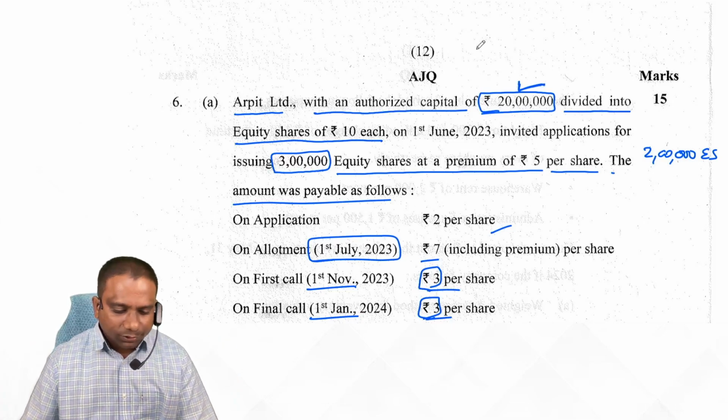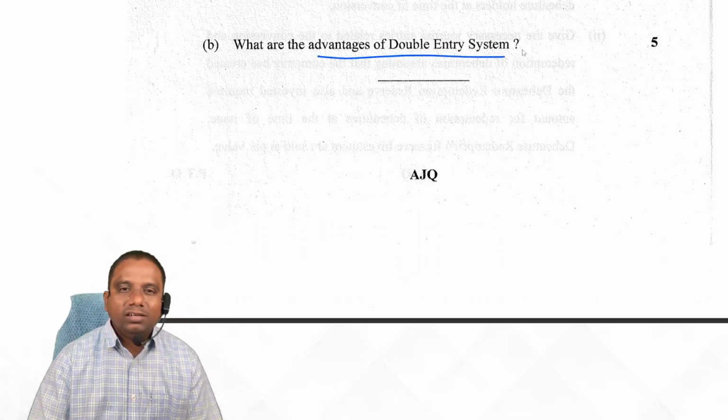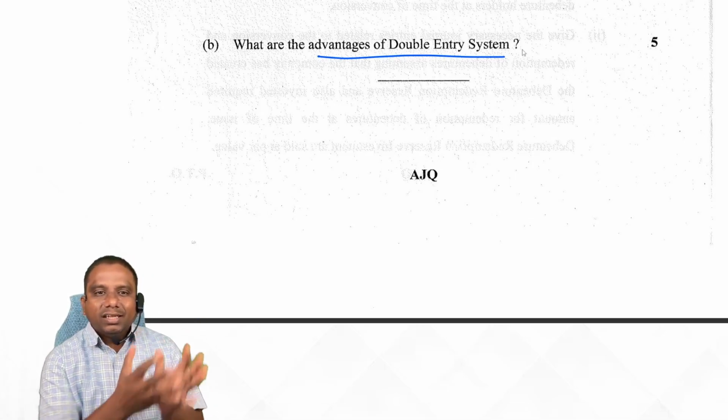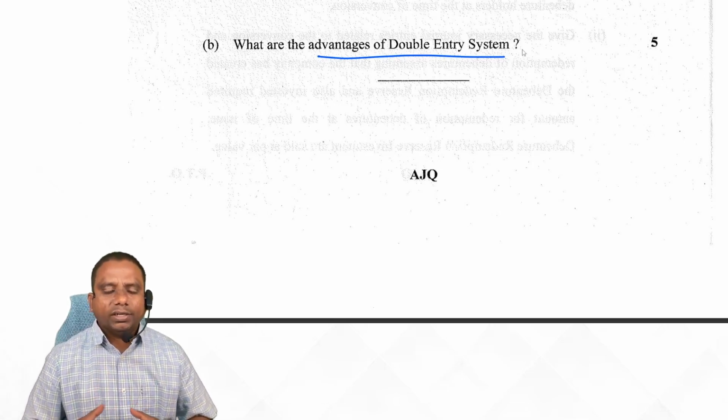Now, next question. See, what are the advantages of double entry system. Again, it is a simple question because in the entire accounting we have followed double entry system. So you can write some 4 to 5 points.